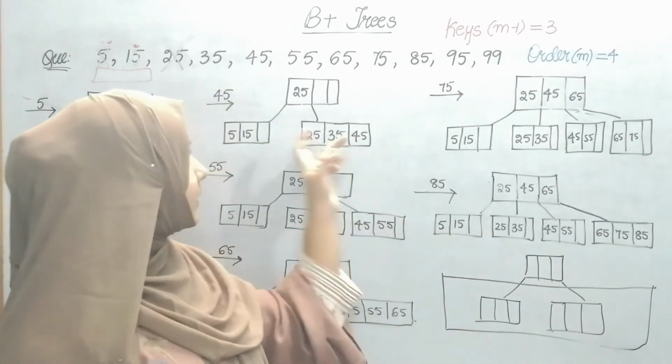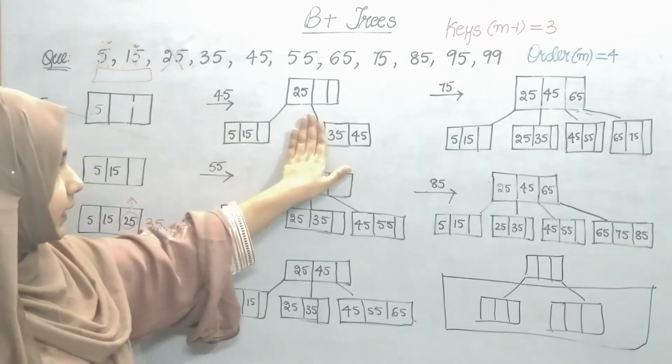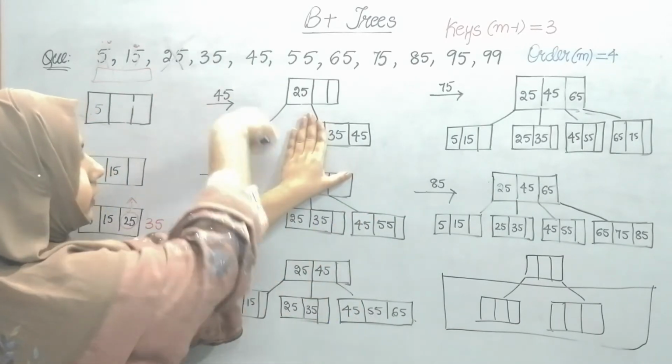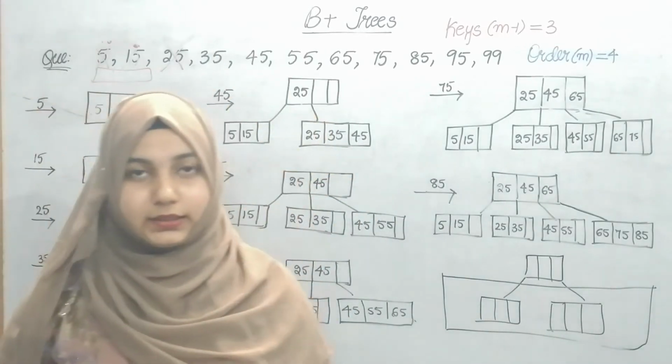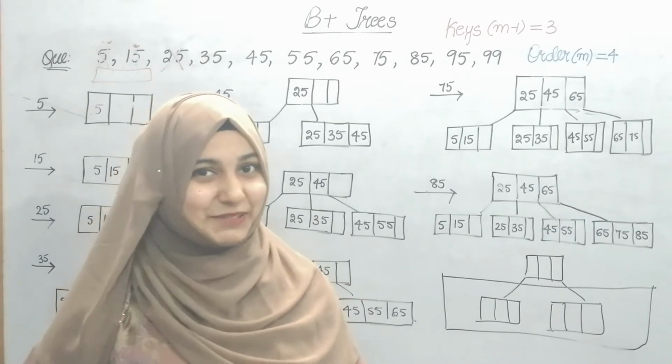In B trees what will you have? 25, 15, 5, 15. This 25 will not be there. 35, 45. So if you want to search, you have to go linearly. Okay, getting the major difference. Am I clear? I think I am clear.